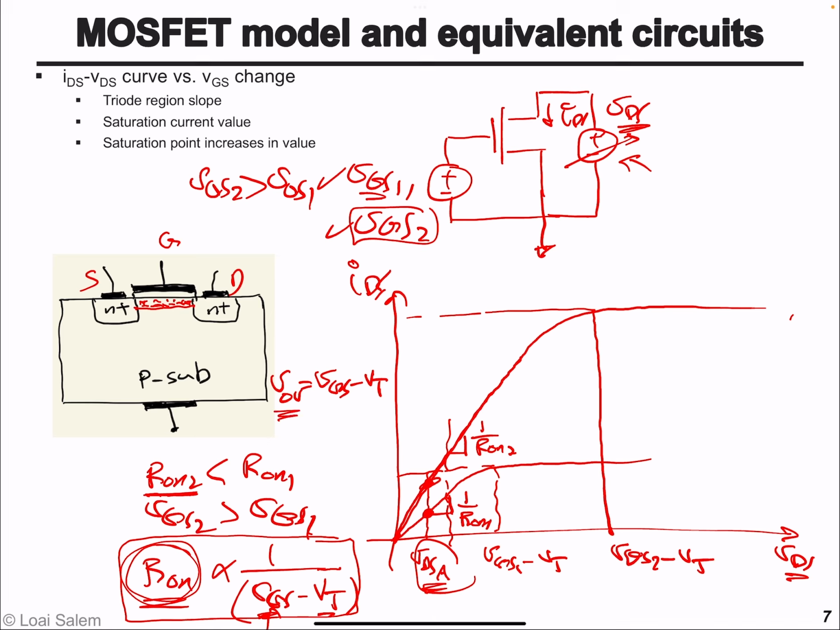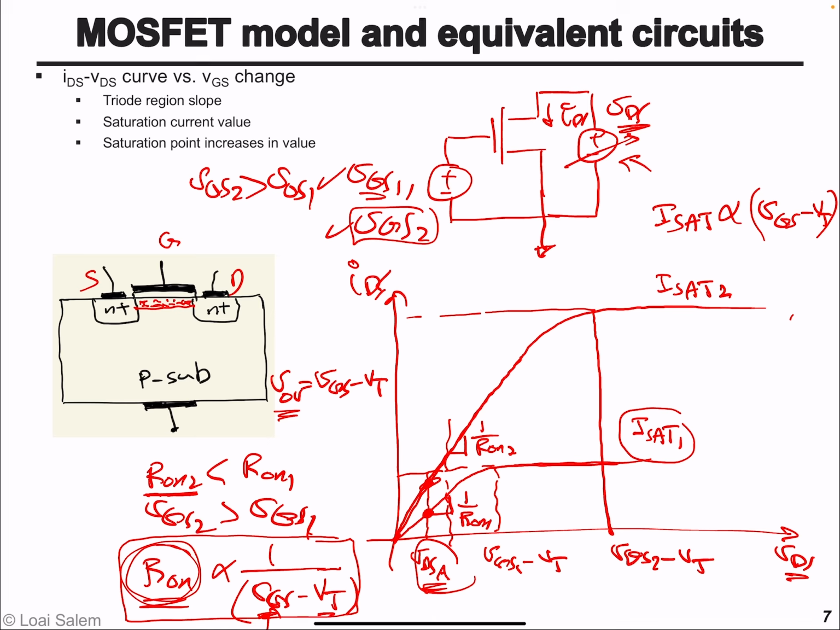Now, that's the first observation. The second observation, as you can see, is that the saturation current under VGS1, ISAT1, is going to be smaller than ISAT2. So what we can conclude is the saturation current is proportional to VGS, and later on we'll see that it's proportional to VGS minus VT, the overdrive voltage, because it represents the voltage in excess of the threshold voltage that increases the number of electrons beyond what's needed.